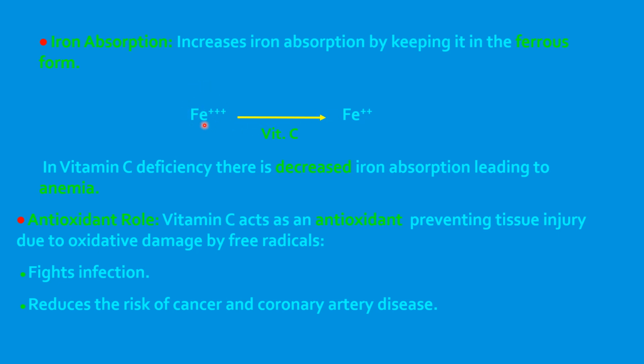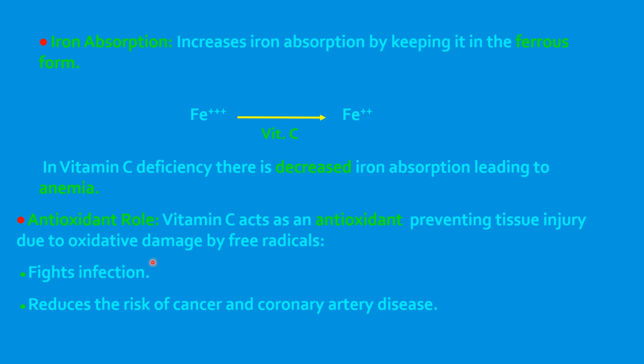And when you see the 3 pluses, it means the iron is lacking 3 electrons. So vitamin C can donate electrons to iron 3 to make it iron 2. Okay? And so when it becomes iron 2, this is the form that can be easily absorbed. So deficiency of vitamin C can result in anemia, especially if the dietary sources of iron are plant sources.